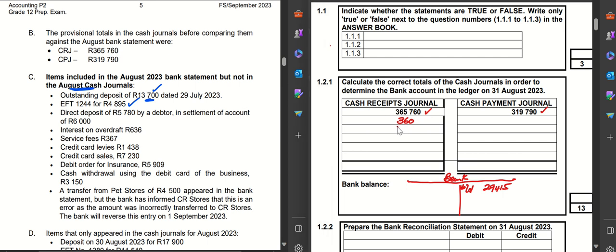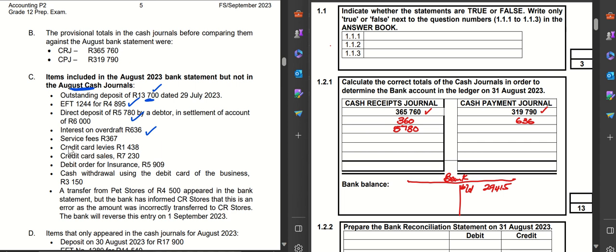So I'm just going to come here. It's going to be my 5780 because I have a direct deposit. I'm going to go on. Interest on overdraft, that is interest expense that goes to the CPJ. So I'm going to come here. It's 636. Interest on overdraft. The next one, service fees and credit card fees.